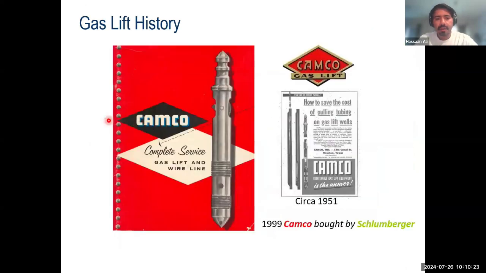So gas lift was primarily invented by Camco in the early 1900s. It started gaining a lot of traction in US land. That's where primarily the first gas lift valves were deployed. But over the period of time, this has gained traction all over the globe. Camco was the inventor of the gas lift systems and was a pioneer of the gas lift systems until it was bought by Schlumberger in 1999.